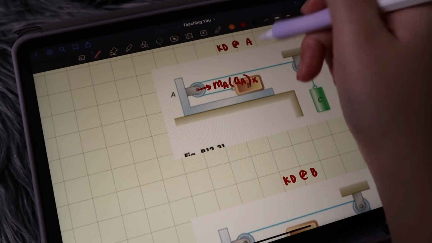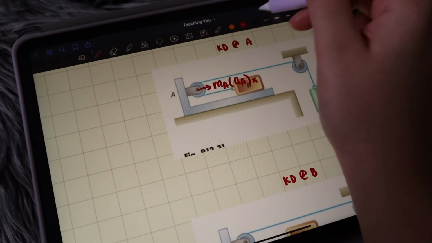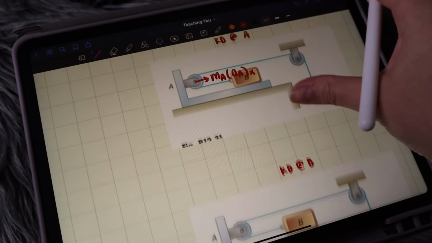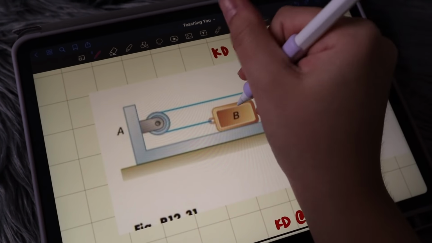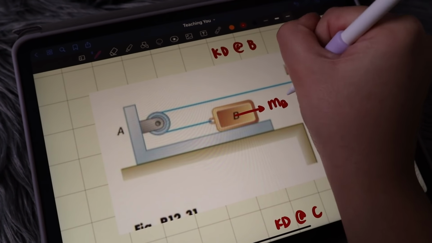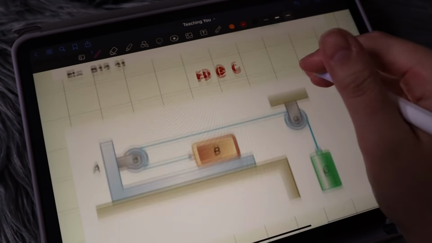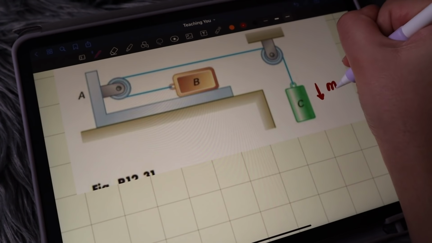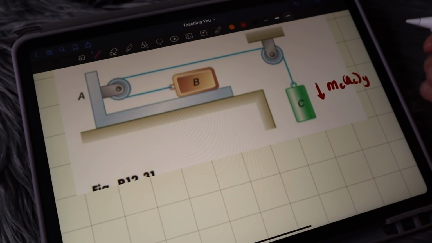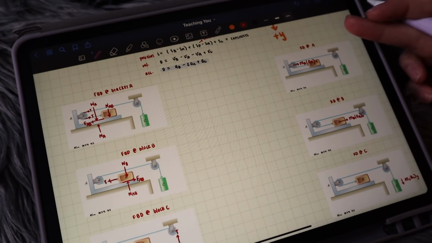I just put the x to show that it is going in the x direction, but you don't technically have to keep it there. Then we have B. B is also going to go to the right. So MB, AB, that's also in the x direction. And then C is going down, so this is MC, AC in the y direction. Okay, so this is what we have so far.